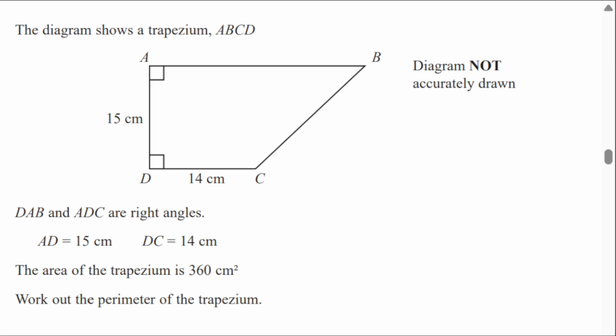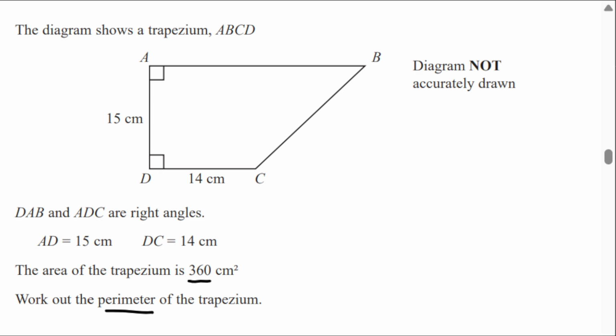6 marks IGCSE question. The question gave us some trapezium here, and they gave us the area of this trapezium. The area is 360, and then the question asks to find the perimeter. To find the perimeter, we need to find the length of AB, and we need to find the length of BC, and then we add the four sides, 15, 14, and this and that, right? So we'll need to find these two lengths.